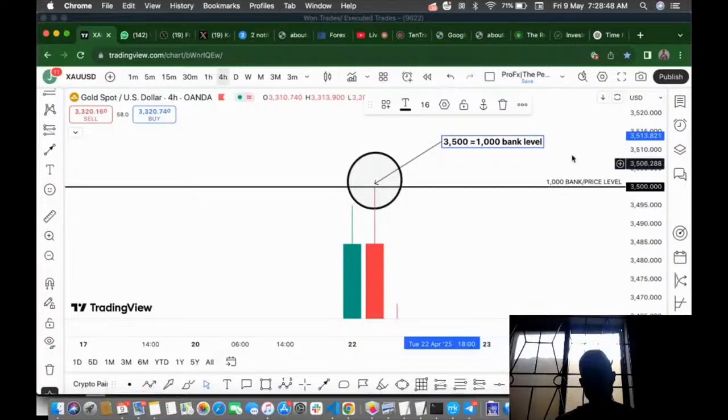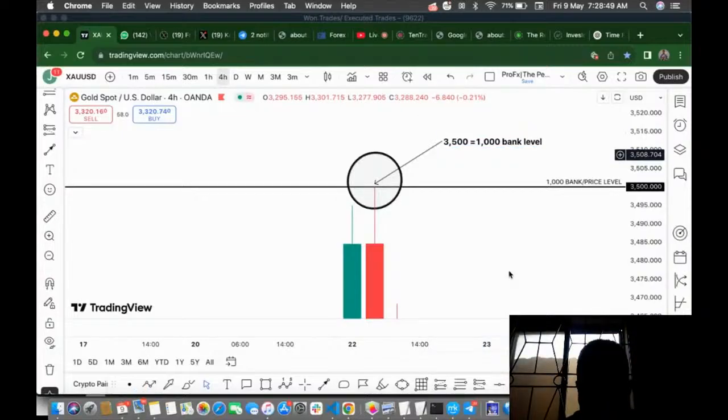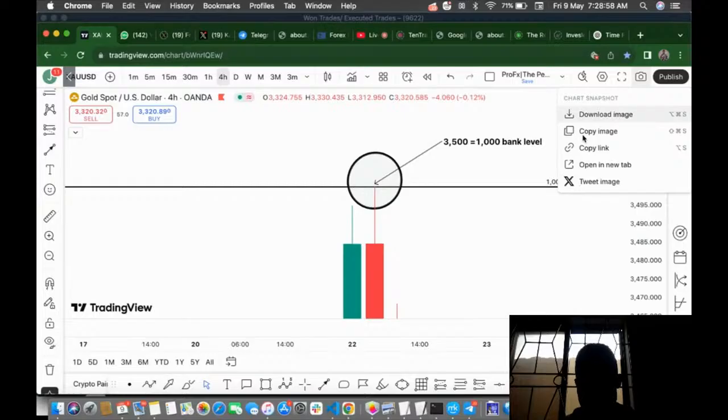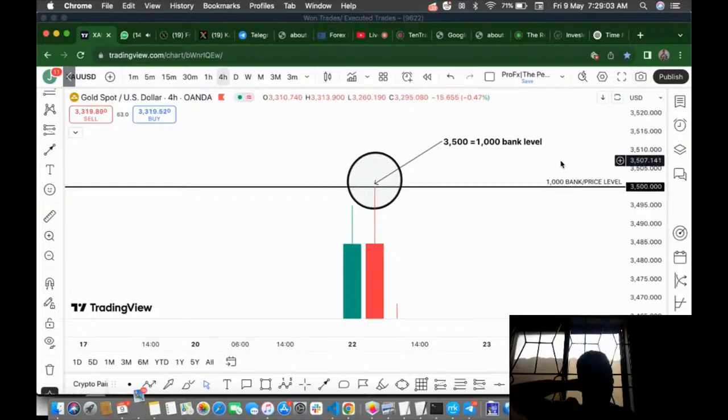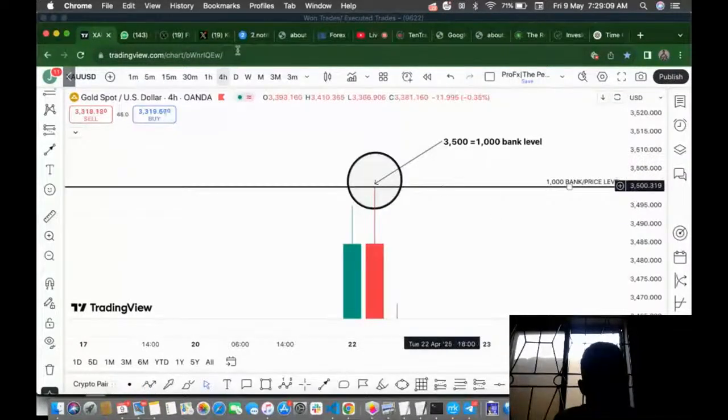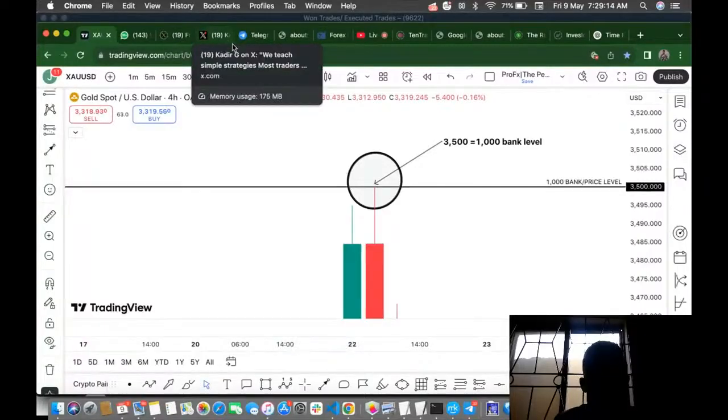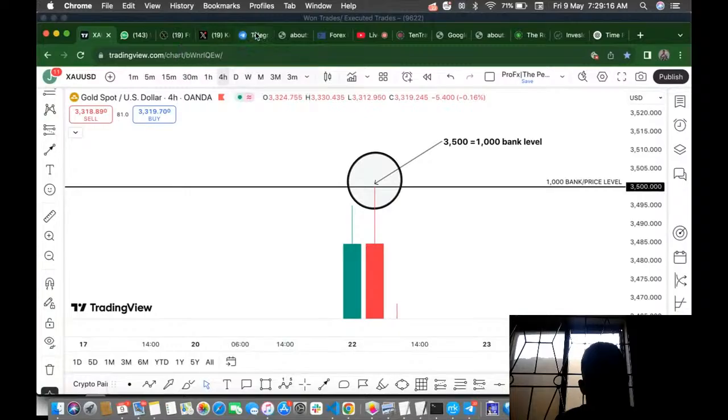with direction. Price moves from bank level to bank level in line with direction. So it means that if price is selling from a 1,000 bank level, it's going to the next 1,000 bank level below. It is a given. It is a magnet. From a 1,000 bank level, where is it going to? The next 1,000 bank level below.